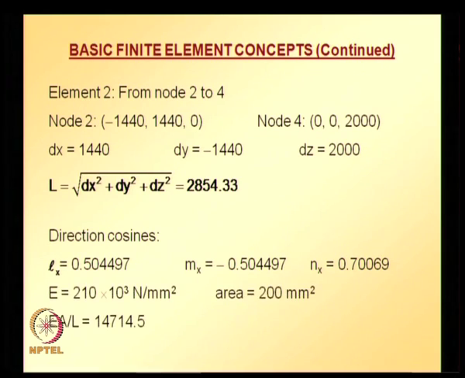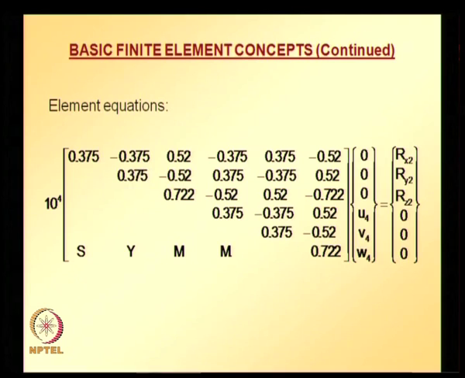And using material properties and geometrical properties, we can calculate the elemental equations for element 2. As already mentioned, since nodes 1, 2 and 3 are fixed, the corresponding degrees of freedom are 0, and at the corresponding locations in the force vector, reactions will be developed. So, those are indicated using Rx2, Ry2, Rz2. Similarly, in the earlier equation we have Rx1, Ry1, Rz1.